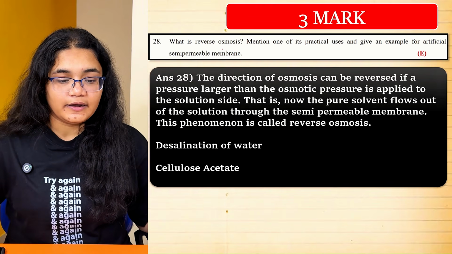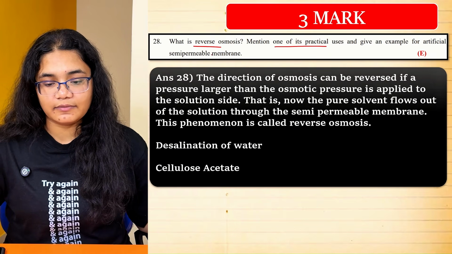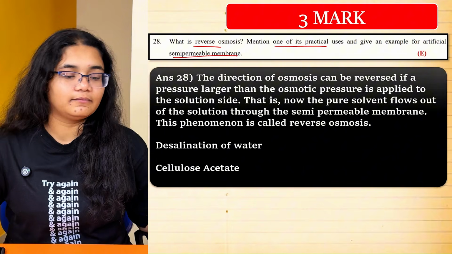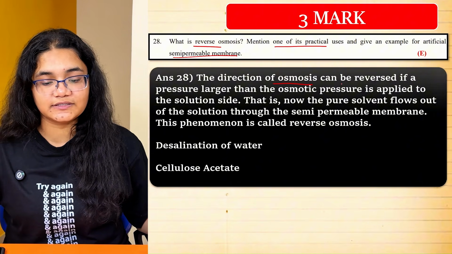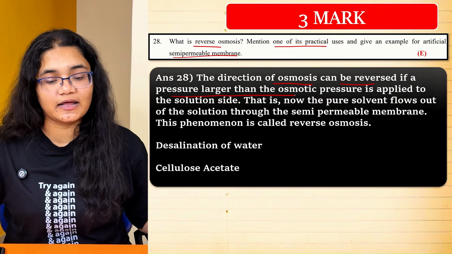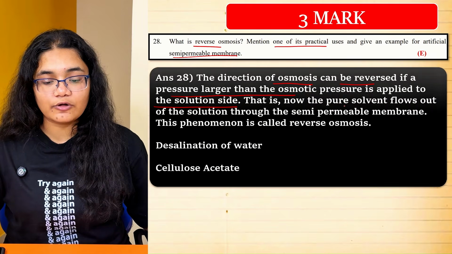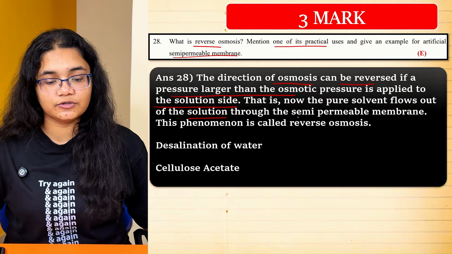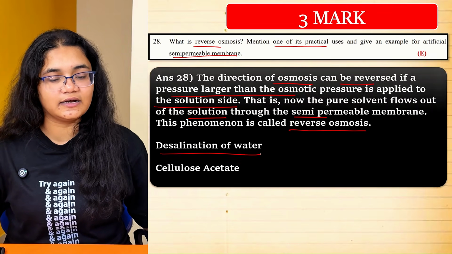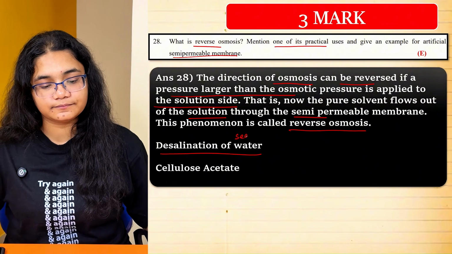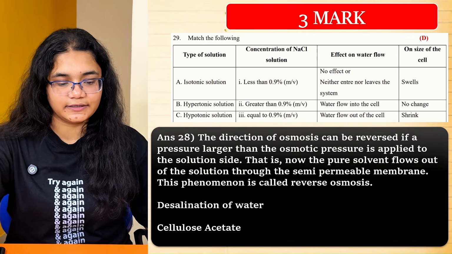Okay. Next, what is reverse osmosis? Mention one of its practical uses and give an example of an artificial cell membrane or semi-permeable membrane. Reverse osmosis means the direction of osmosis can be reversed if a pressure larger than the osmotic pressure is applied on the solution side. The pure solvent then flows out of the solution through the semi-permeable membrane, and this is called reverse osmosis. It is used in the desalination of seawater. An example of an artificial membrane is cellulose acetate.